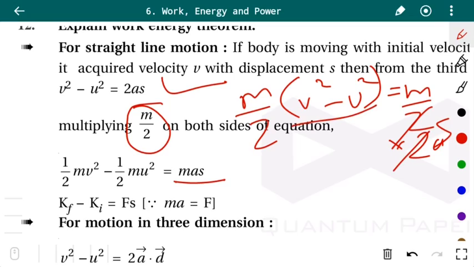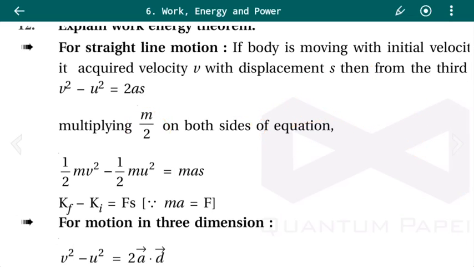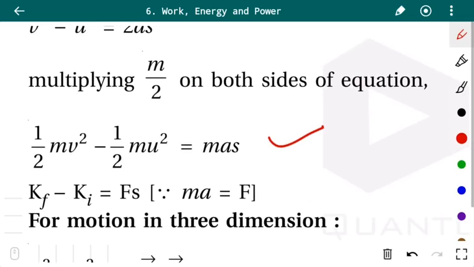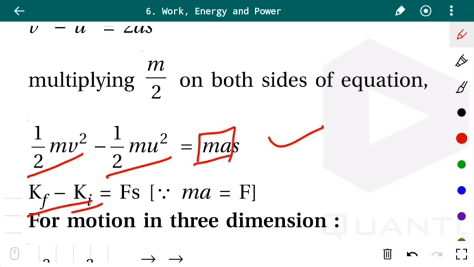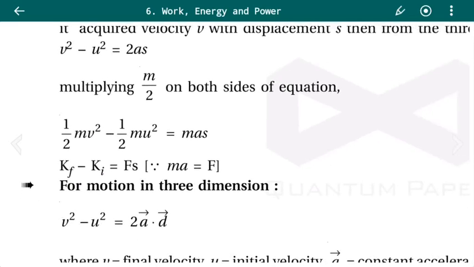Now opening up this bracket we get half mv square minus half mu square equals mas. So half mv square is the kinetic energy, and here v is the final velocity, so we can write Kf, the final kinetic energy, minus, since u is the initial velocity, half mu square, which is the initial kinetic energy Ki. So Kf minus Ki. Here ma is nothing but force, so force into s, that is force into displacement.